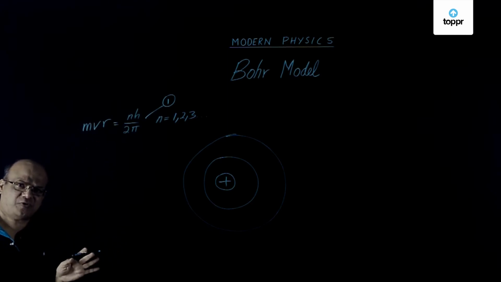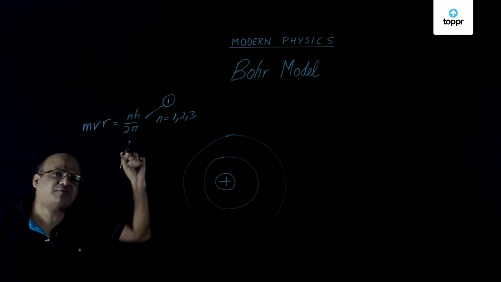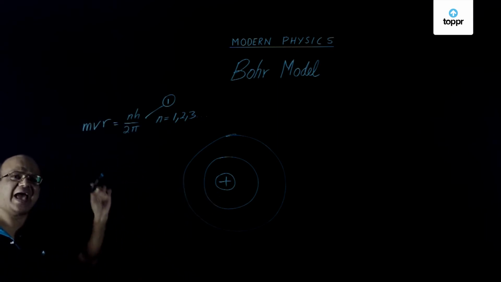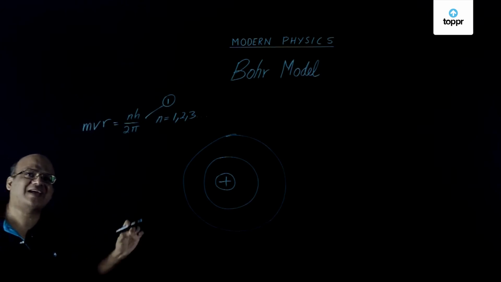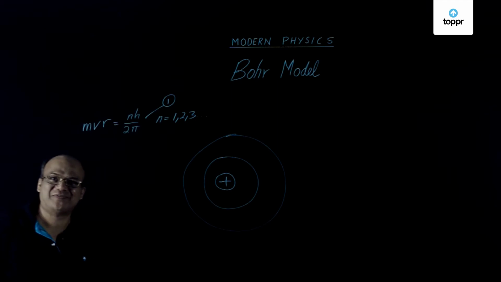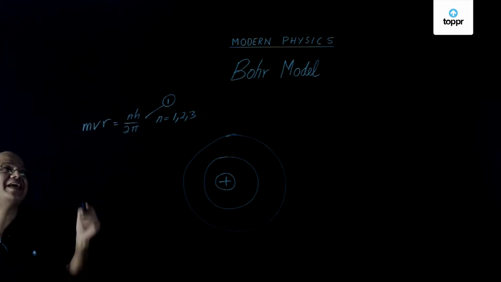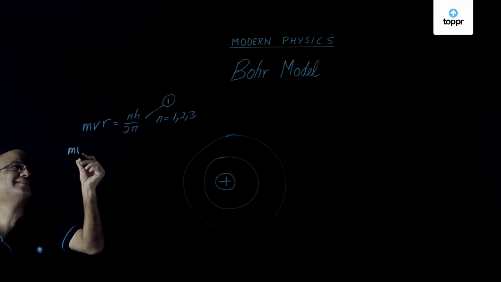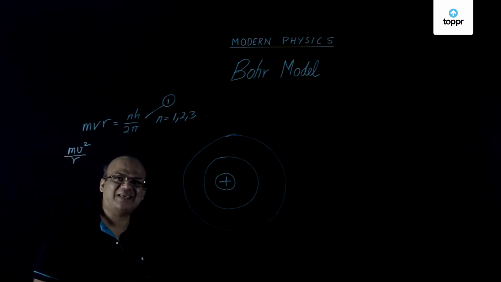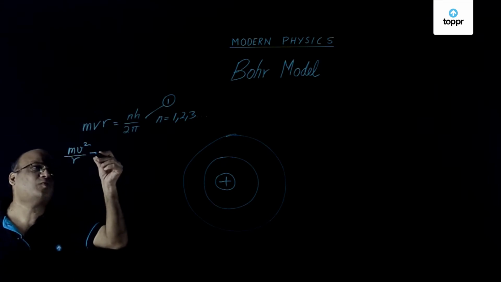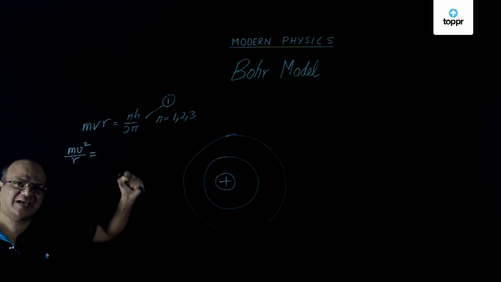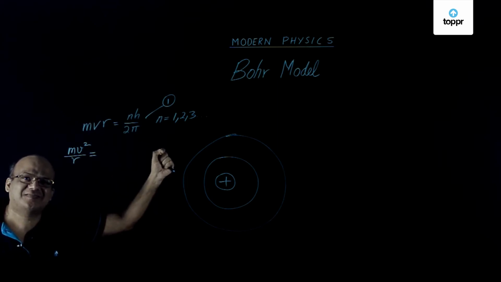Bohr agreed with Rutherford that the electrostatic force of attraction between the electron and the nucleus provides the necessary centripetal force. You know the formula for centripetal force? What is that? mv square by r. You have learned this in circular motion. And this is equal to the electrostatic force of attraction between the electron and the nucleus.